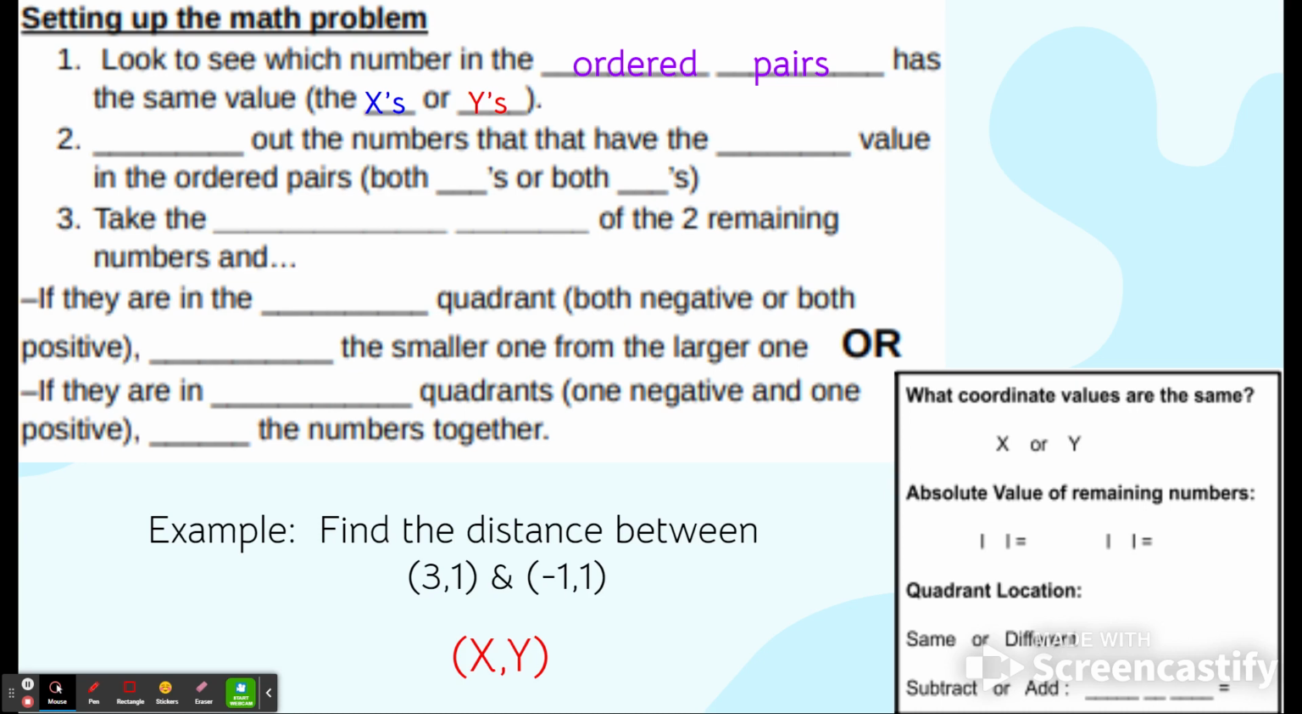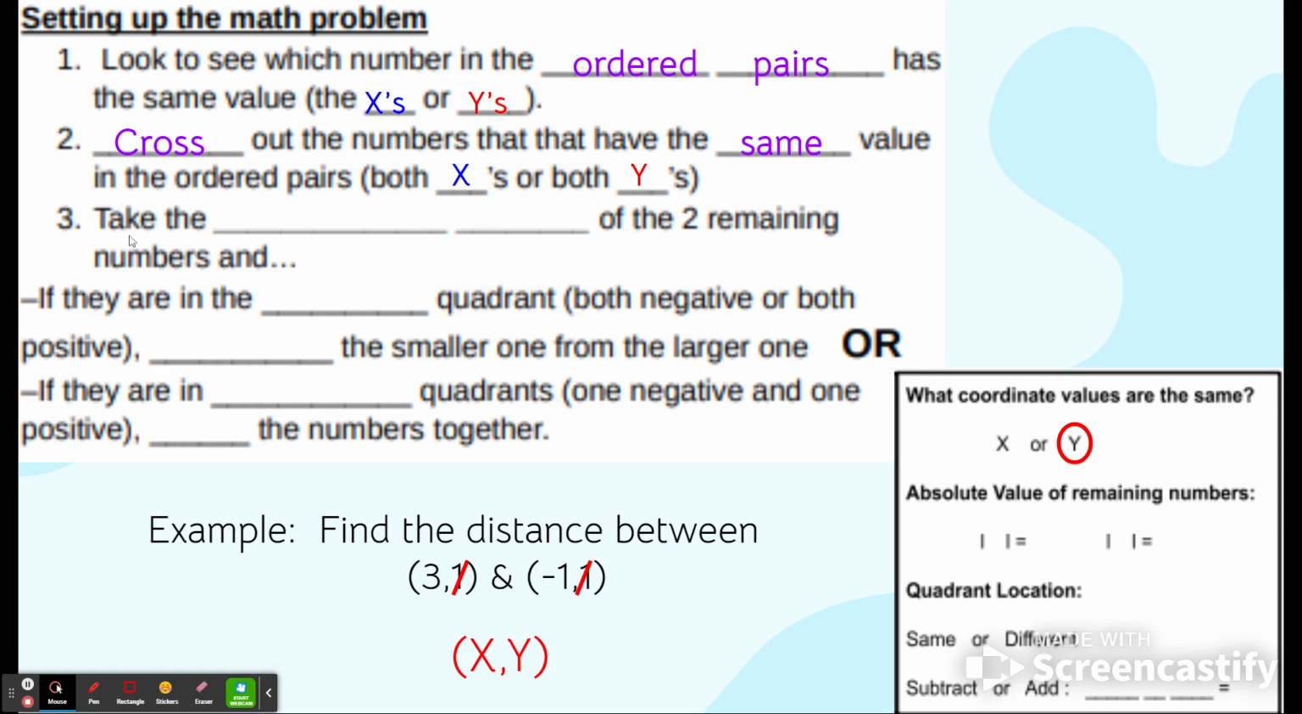We're not doing any diagonals this year. Okay, so one of those numbers is going to be the same. Once we look at it and find which number is the same, circle Y over here because we know Y is the one that's the same. We need to cross out the numbers that have the same value in the ordered pairs. So we need to cross out both the X's or both the Y's, whatever one's the same. Since Y is the same, I'm going to cross out those ones. Okay, that's your step 2, crossing out those numbers that are the same.